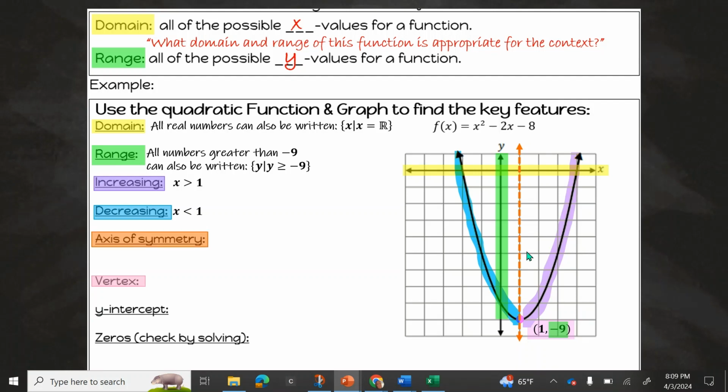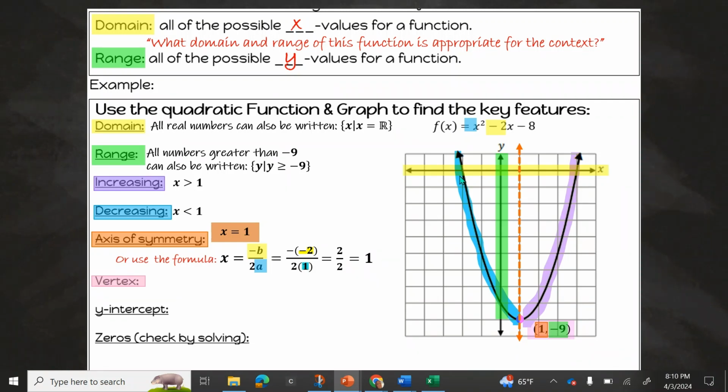That's the line that cuts our parabola in half, and our axis of symmetry is x is equal to 1, but we can also find that mathematically by plugging it into our formula, negative b over 2a. So negative -2, because our b is -2. So that would look like this. We have a negative -2 over 2 times a, which is 1. So this is going to simplify to be 2 over 2, which is 1.